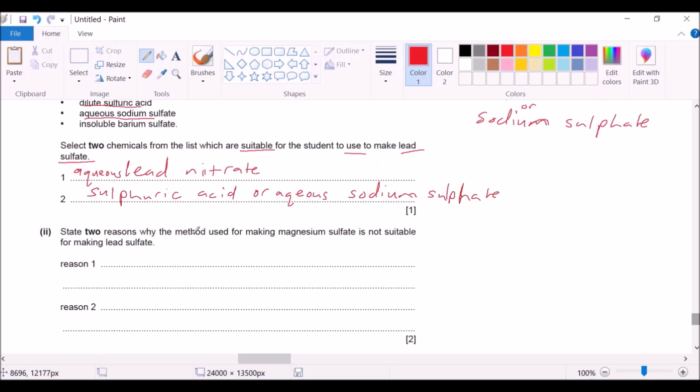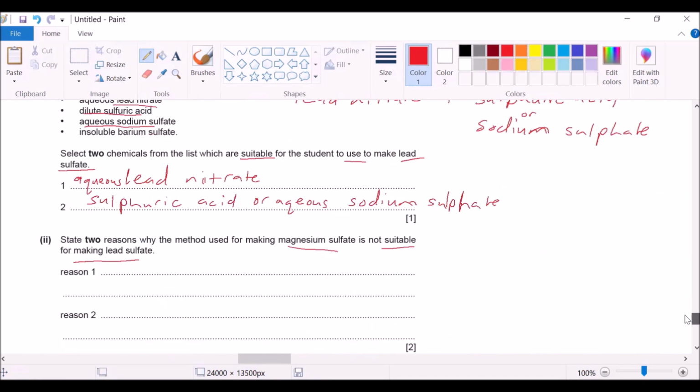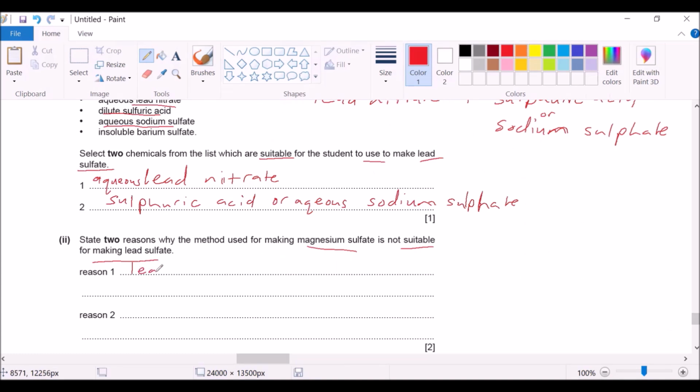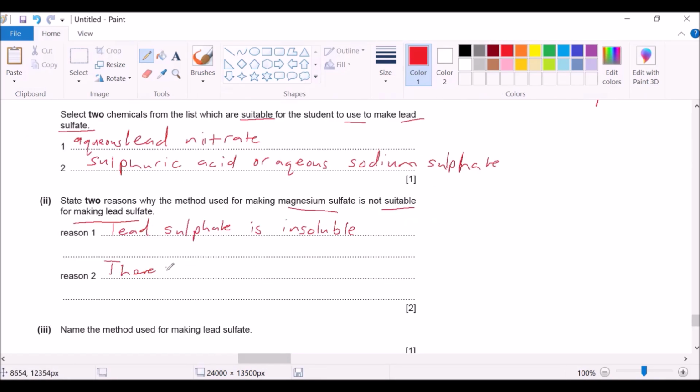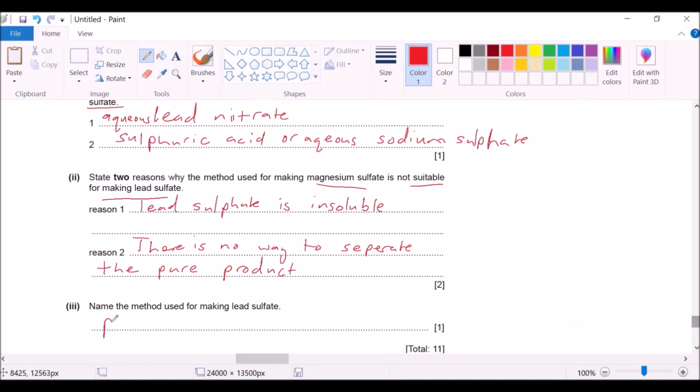State 2 reasons why the method used for making magnesium sulfate is not suitable for making lead sulfate. In the previous question, we were making magnesium sulfate. The first reason is magnesium sulfate is soluble. Lead sulfate is insoluble, and there is no way to separate the pure product. Name the method used for making lead sulfate. The method is precipitation. Okay, so that is how you answer exam questions.